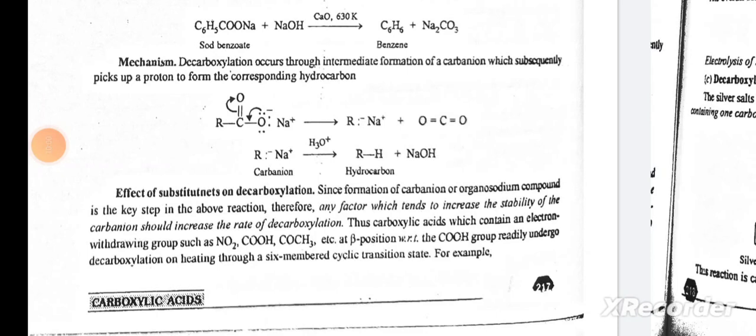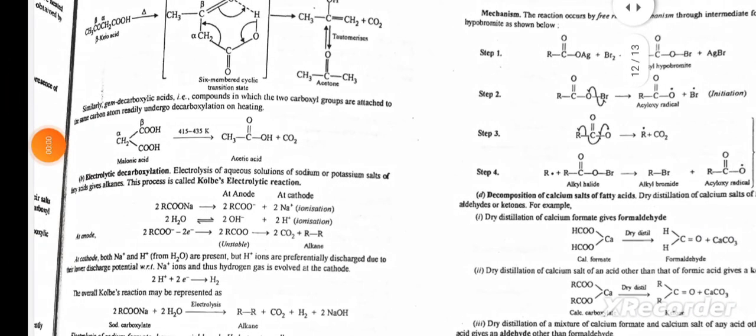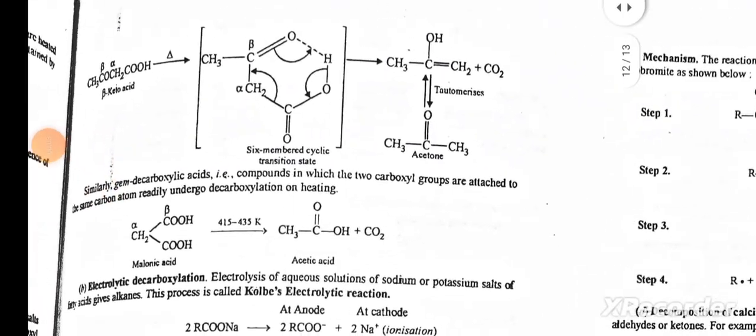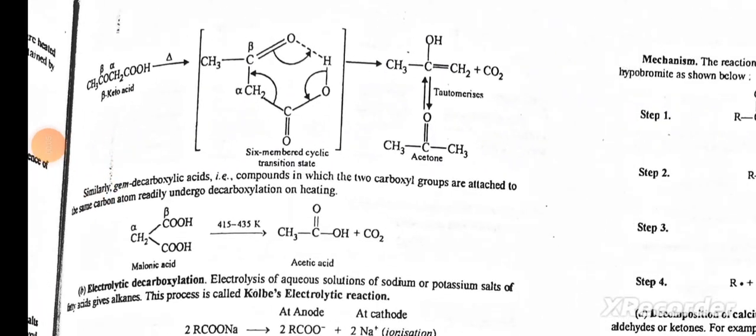Since formation of a carbanion or organosodium compound is the key step in the above reaction, any factor which tends to increase the stability of the carbanion should increase the rate of decarboxylation. Thus, carboxylic acids which contain an electron withdrawing group such as NO2, COOH, COCH3, etc. at the beta position, the COOH group readily undergoes decarboxylation on heating through a 6-membered cyclic transition state. For example, beta keto acid, 6-membered cyclic transition state, acetone.